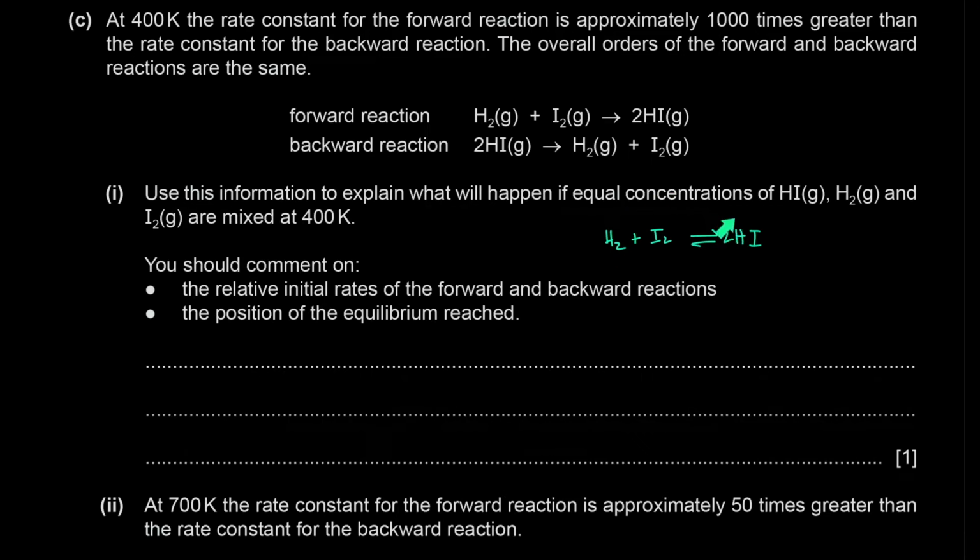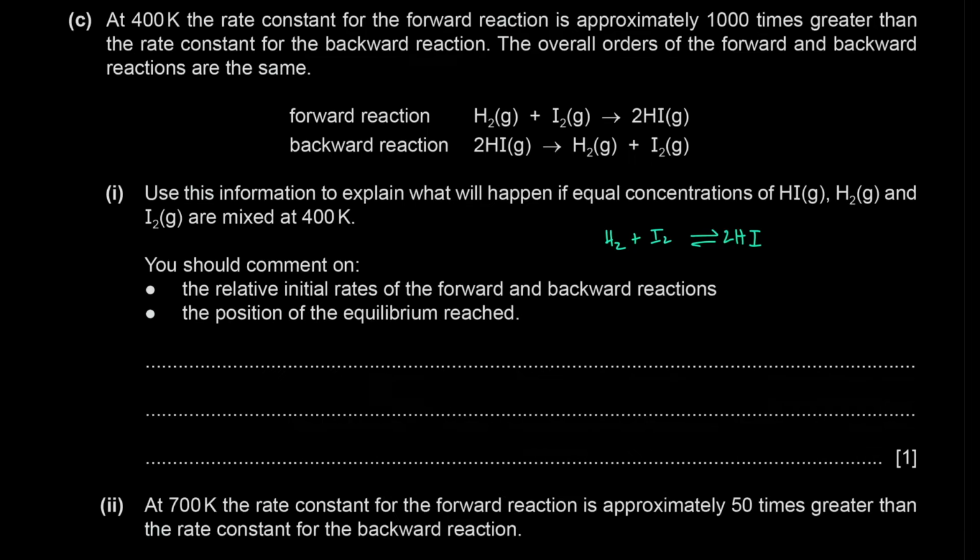It'll shift to the right, right? Because remember, once I mix equal concentrations, they both have the same overall order. Because the forward reaction is so much faster than the backward reaction initially, the forward reaction will happen at a much faster rate, so there'll be a net formation of product initially. Eventually, we'll reach equilibrium, but hydrogen and iodine will initially react much faster, so the forward reaction will take place faster than the backward, so the equilibrium will shift to the right.